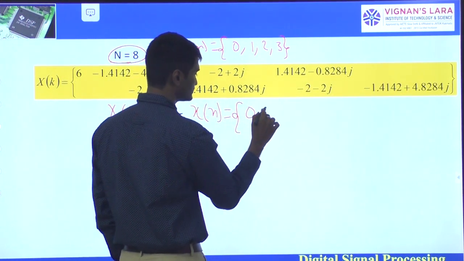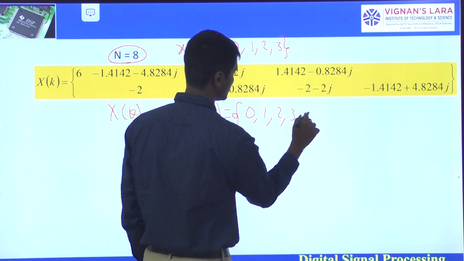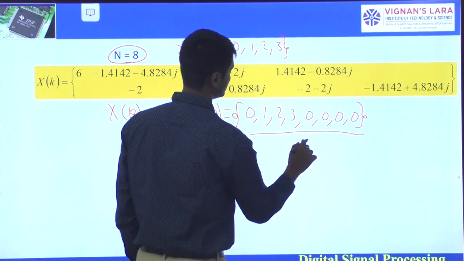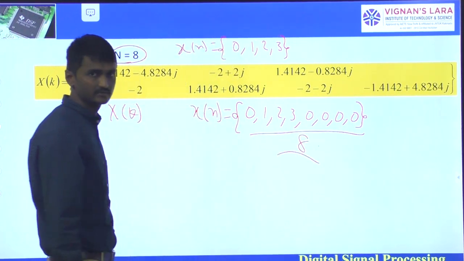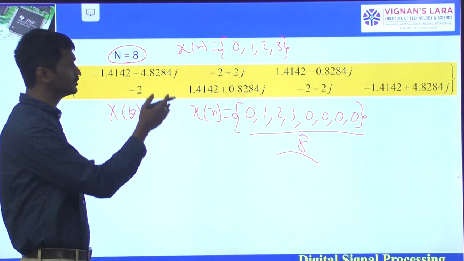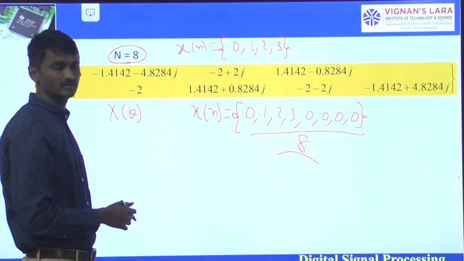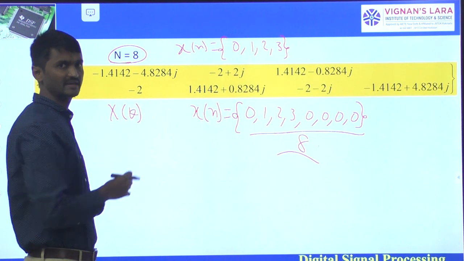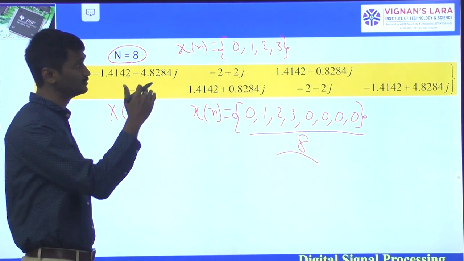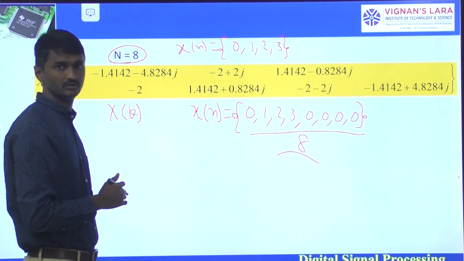Then what will be the resultant sequence? 0, 1, 2, 3, 0, 0, 0, 0. Then 8 samples are there. Now we have to go for the 8-point DFT. So if you go for that same method, either by the Twiddle factor method or the direct method, we have to substitute different values of k, 0, 1, 2, 3 up to k equal to 7.